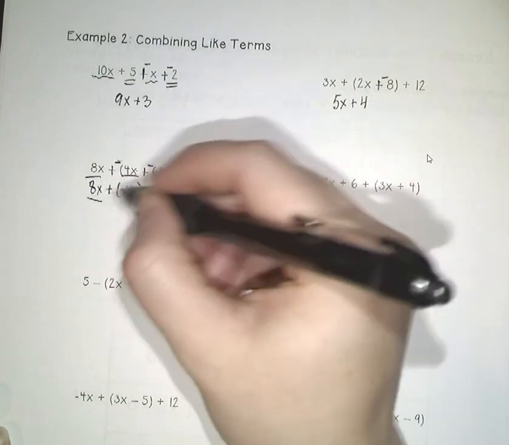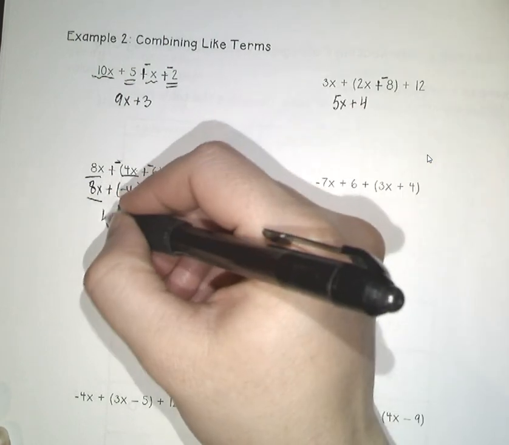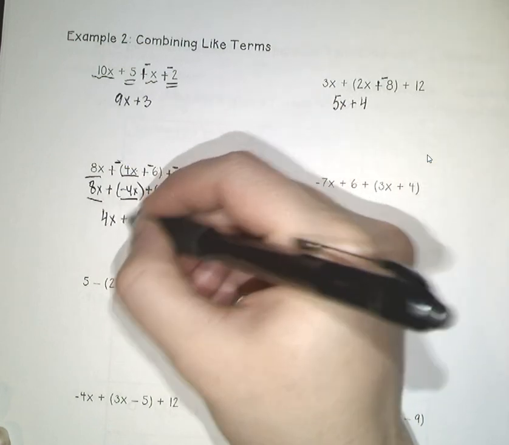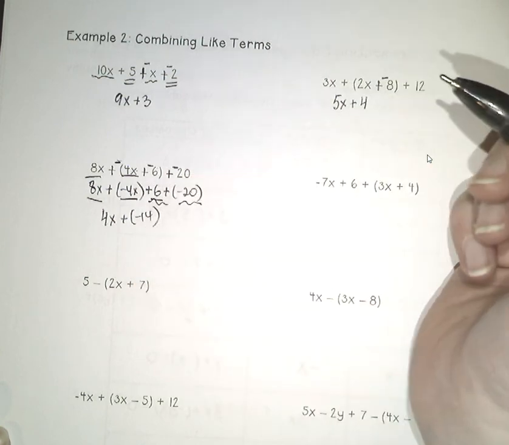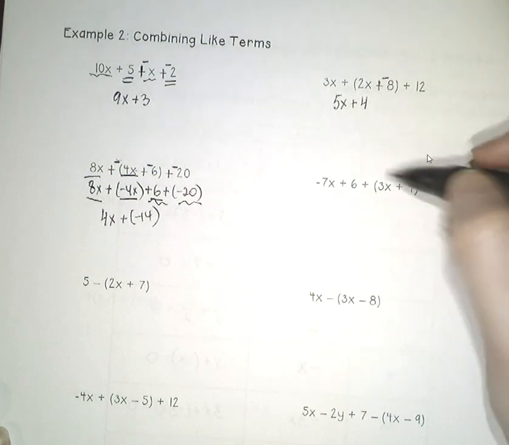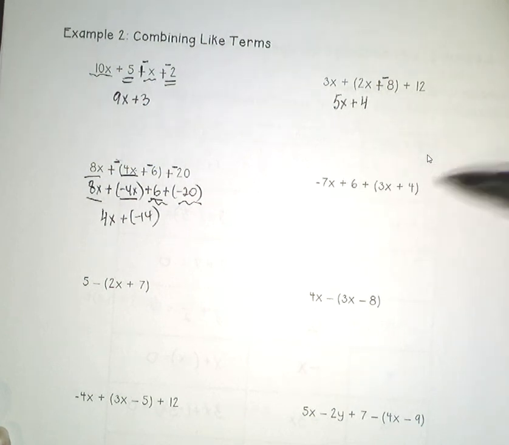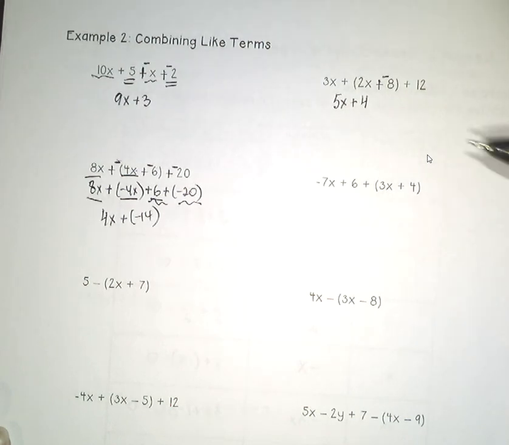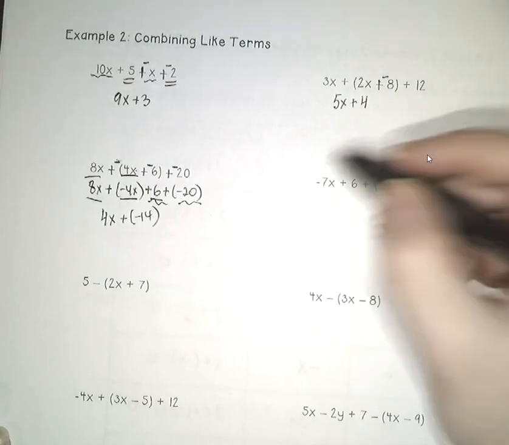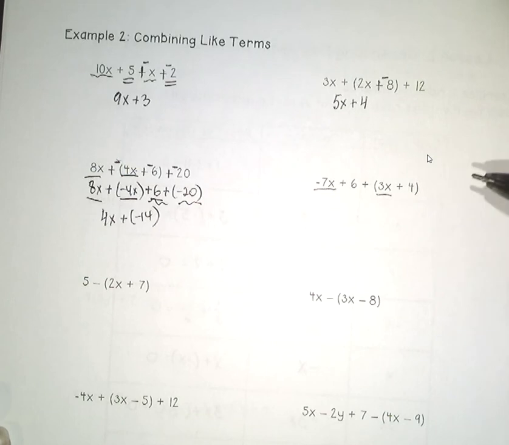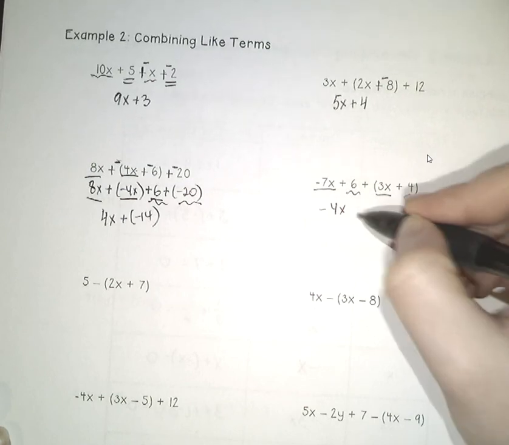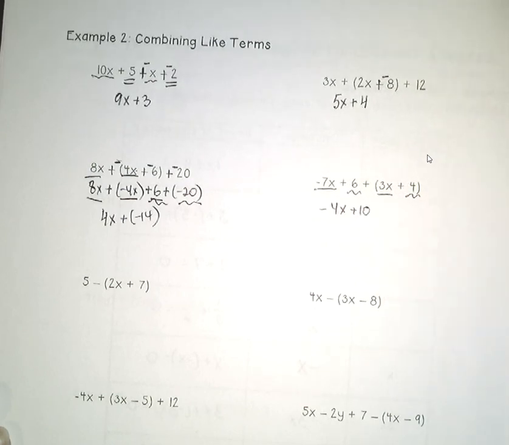Now let's combine them. 8x plus negative 4x is 4x. 6 plus negative 20 is going to be negative 14. 4x plus negative 14 is our answer. Here I already have all addition problems, so I don't have to worry about parentheses right here. There are 4 terms, negative 7x, 6, 3x, and 4. So negative 7x and 3x I can combine, and it will be negative 4x. And then I have 6 and 4, and that's a 10. Done. Negative 4x plus 10.